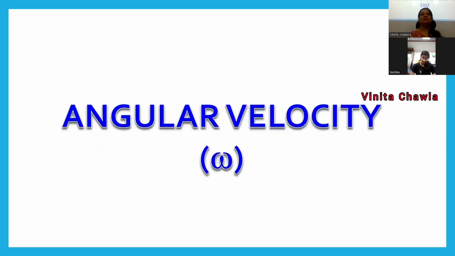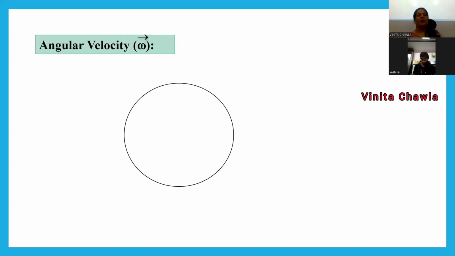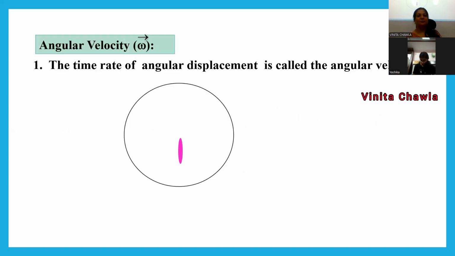Next we have angular velocity. Angular velocity is denoted by omega. Angular displacement is denoted by theta. How do we relate velocity and displacement? Velocity is displacement upon time. In the same way, angular velocity is angular displacement upon time. As we have v is s by t, in the same way we have omega is equal to theta by t. Okay, again consider a circle.